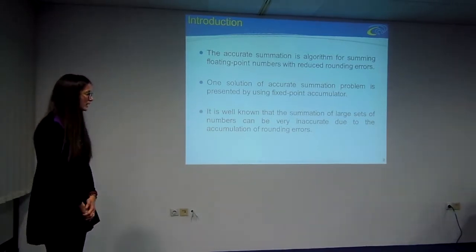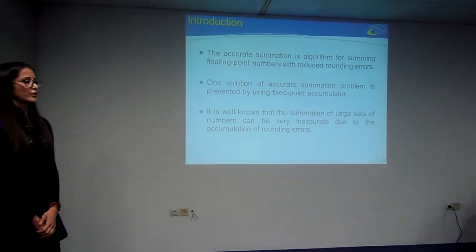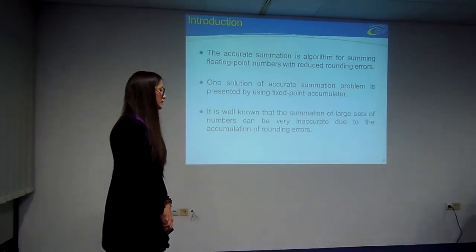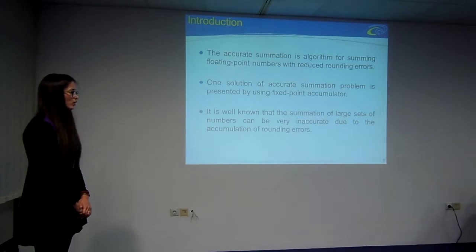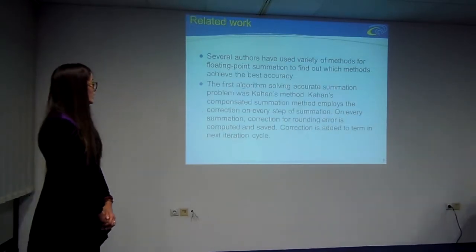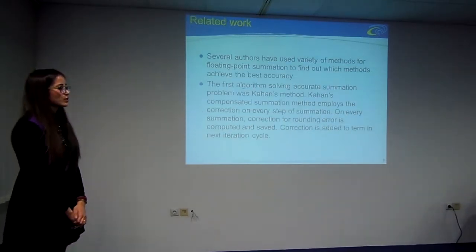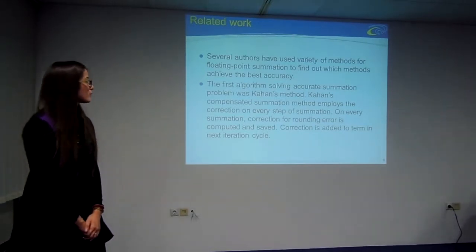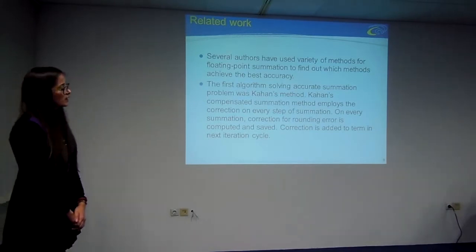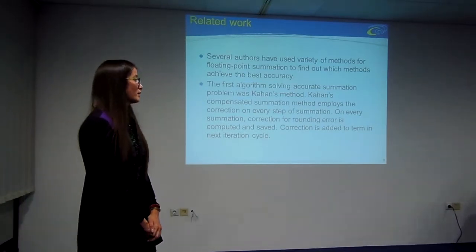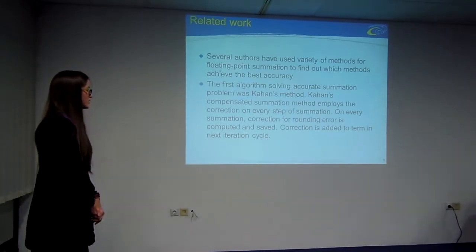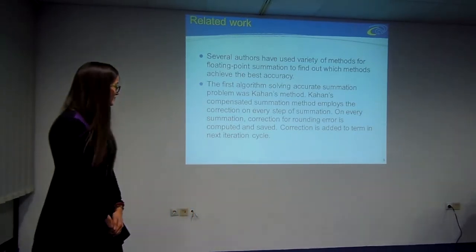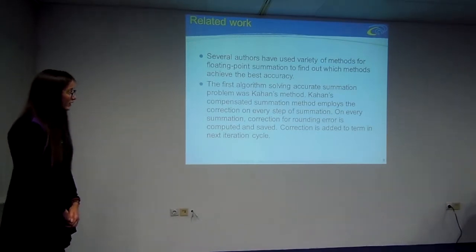It is well known that the summation of large sets of numbers can be very inaccurate due to the accumulation of rounding errors. So far, several authors have used a variety of methods for floating point summation to find out which methods achieve the best accuracy. The first algorithm solving a Fourier summation problem was Kahan's method.